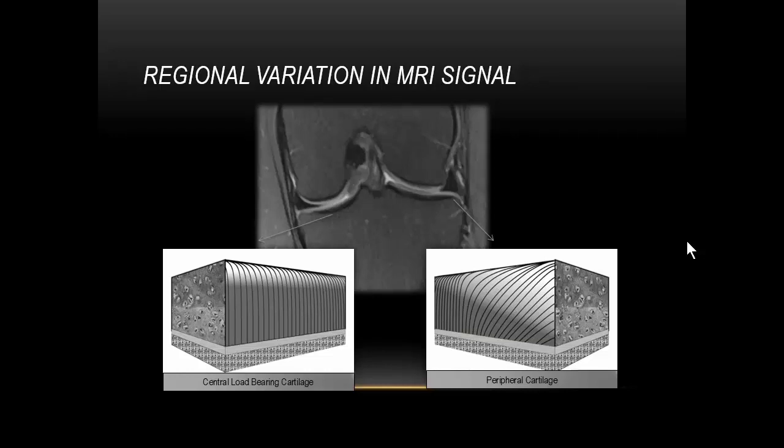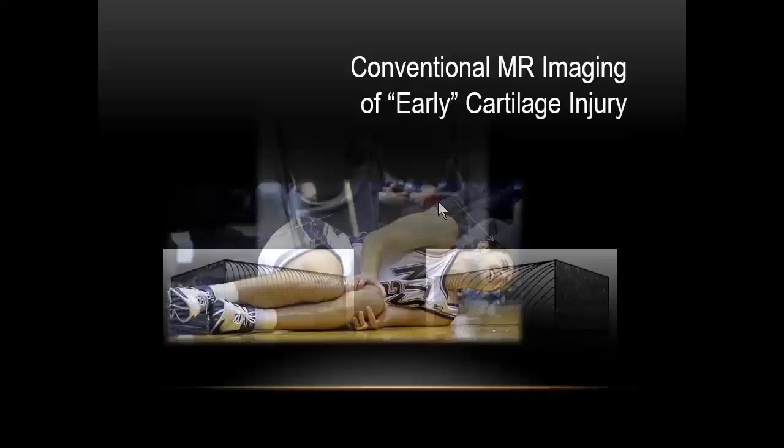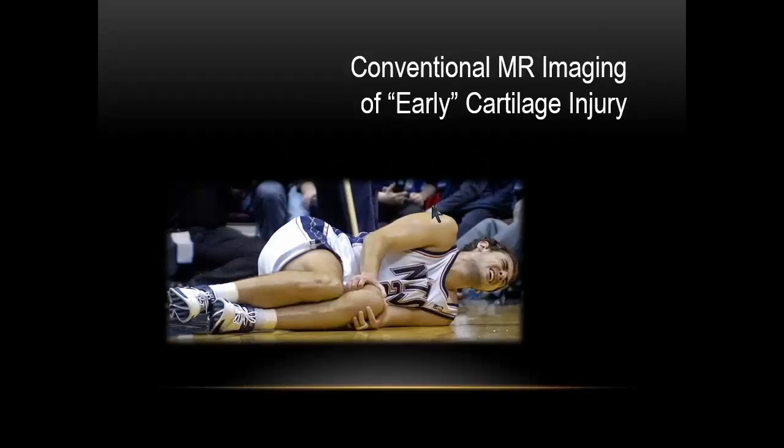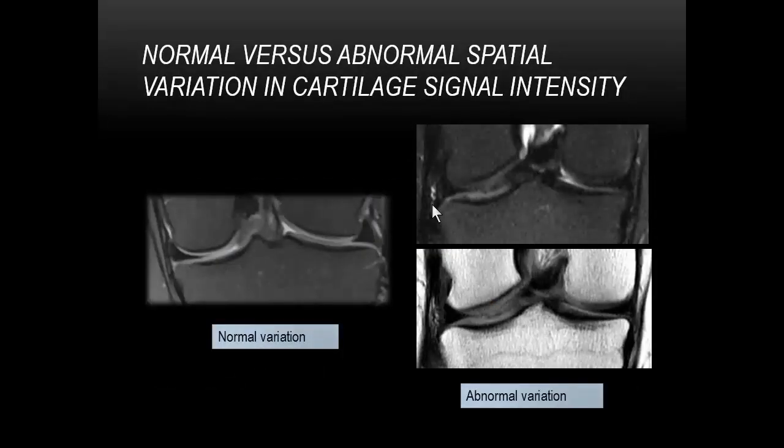And if we look at the normal, here's the coronal proton density view of the joint, we can appreciate some of those intrinsic differences. If we look at the central portion of the joint, we see this thicker low signal intensity area. That's the larger radial zone within the habitually loaded portion of the joint. It becomes much thinner with a thicker transitional zone out of the periphery of the joint. So that collagen matrix is showing its effect even in our routine conventional MRI sequences. And we can use some of that information to begin to look for early cartilage injury.